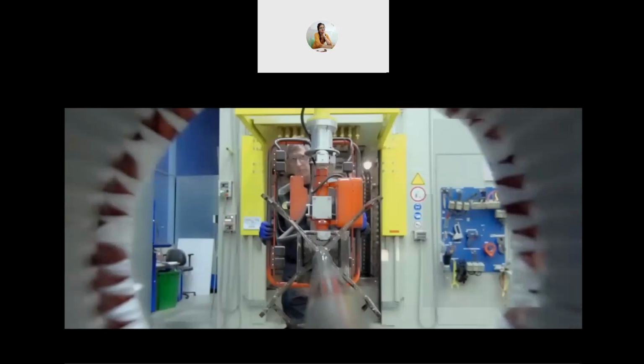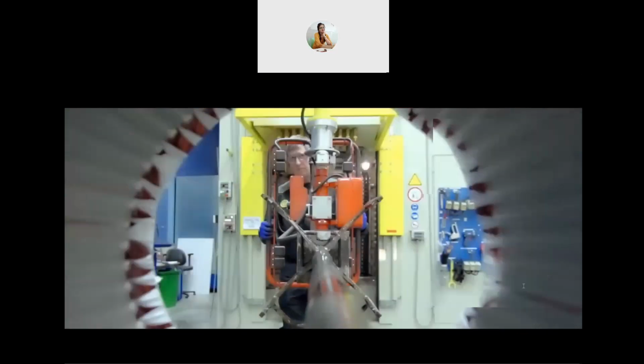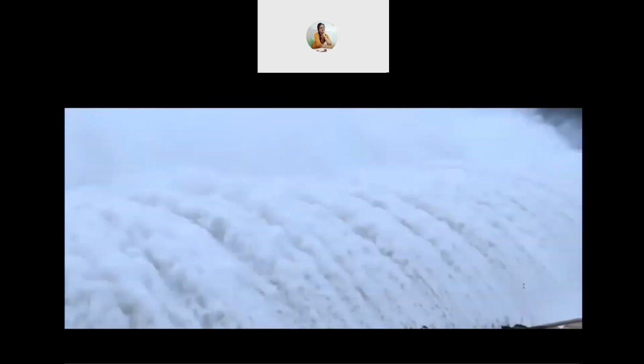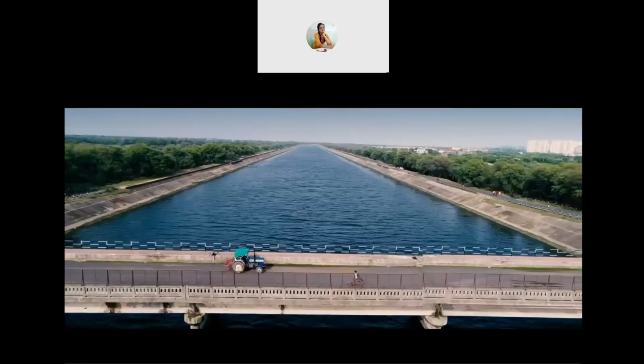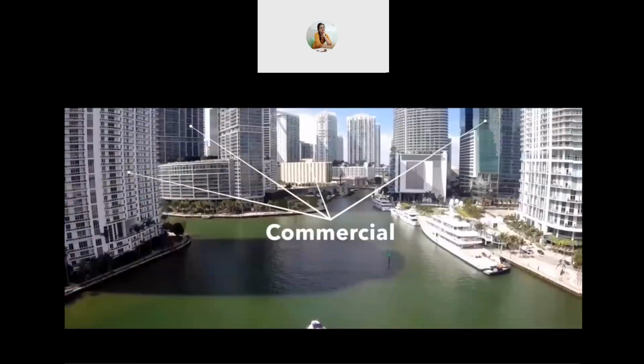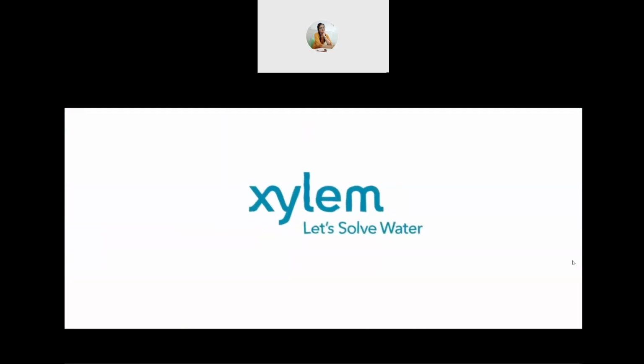Xylem devotes its technology, time, and talent to advance the smarter use of water. We look to a future where global water issues do not exist. Xylem is a Fortune 1000 global water technology provider with a century-long track record.